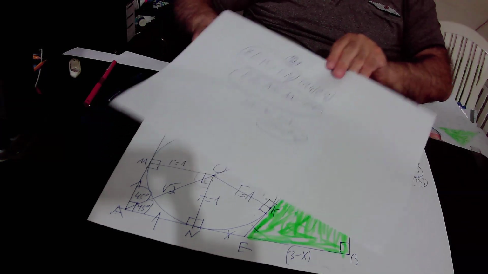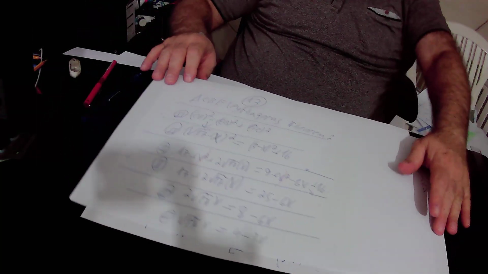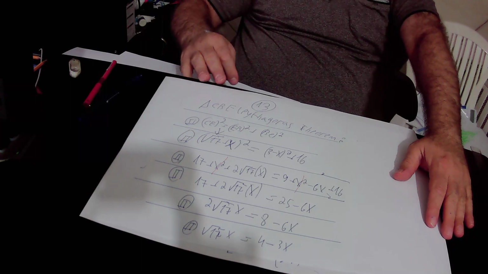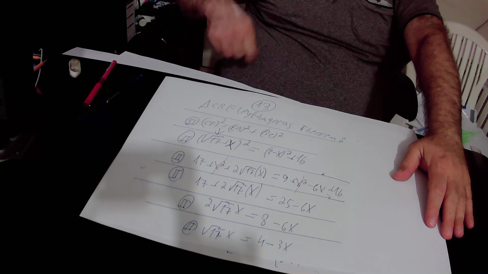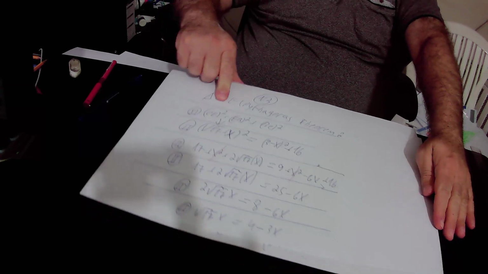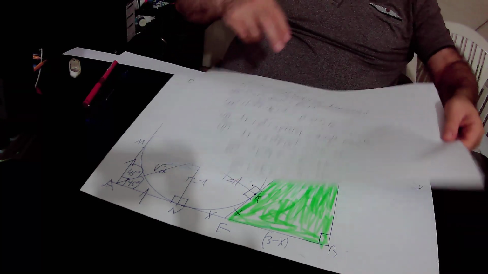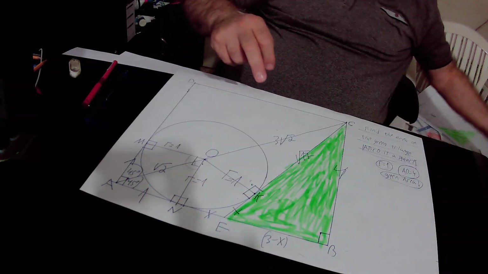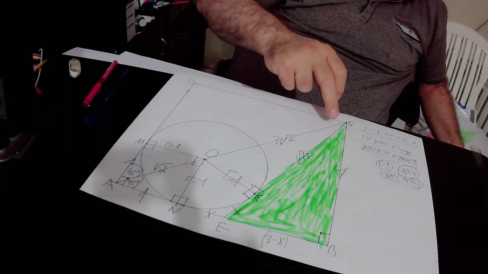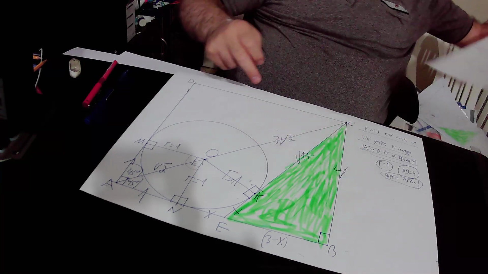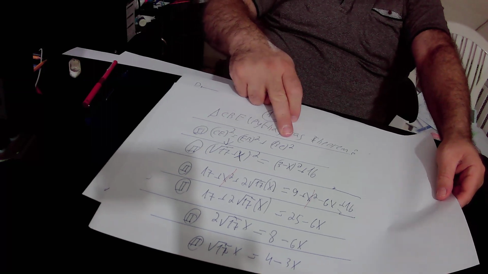On the right green triangle, triangle CEB, according to the Pythagoras theorem, the square of the hypotenuse equals the sum of the squares of the perpendiculars. That is to say, the hypotenuse is CE, so the square of the hypotenuse is CE squared. It equals the sum of the squares of the perpendiculars. That is to say, it equals EB squared plus CB squared. Again, CE squared equals EB squared plus BC squared.